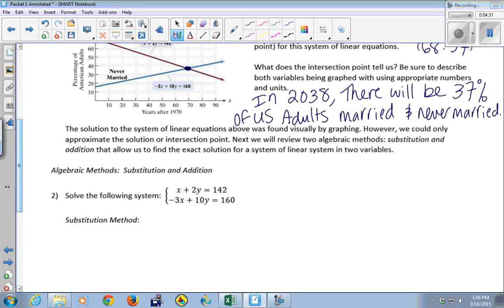All right, so the solution to the system of linear equations was found visually by graphing. However, we could only approximate the solution. We had to look at this and go, well, it's not quite 70, not quite 40, and kind of guess what the numbers were. So next we're going to review two algebraic methods. One's substitution, the other one's addition, also called elimination, that allow us to find the exact solution for a system of linear equations in two variables.